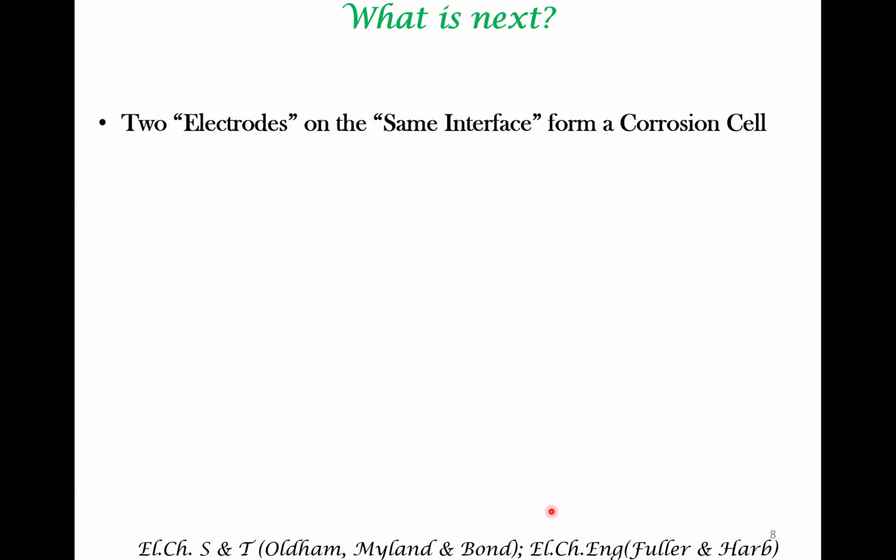In the next lecture, we will look at this question: why is electrochemistry more or less hidden in corrosion? So we will look at this under this title. Two electrodes on the same interface, how do they come together to give rise to corrosion?